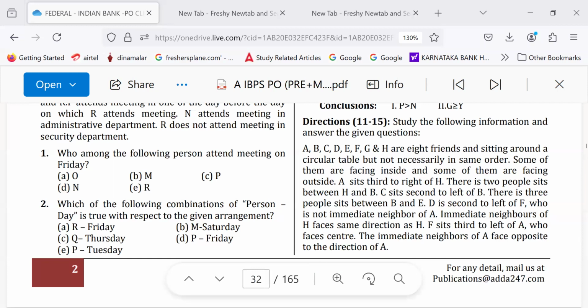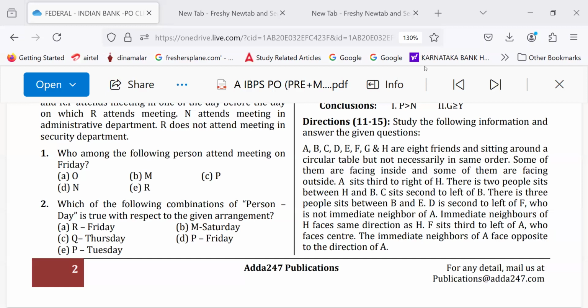A, B, C, D, E, F, G, H are 8 friends sitting around a circular table, not necessarily in the same order. Some of them are facing inside and some of them are facing outside. A sits third to the right of H. This is definite information. But again, we don't know whether A is sitting facing inward or outward. That is one problem. There are two people sitting between H and B. That is again, on which side of H and B, that is not certain.